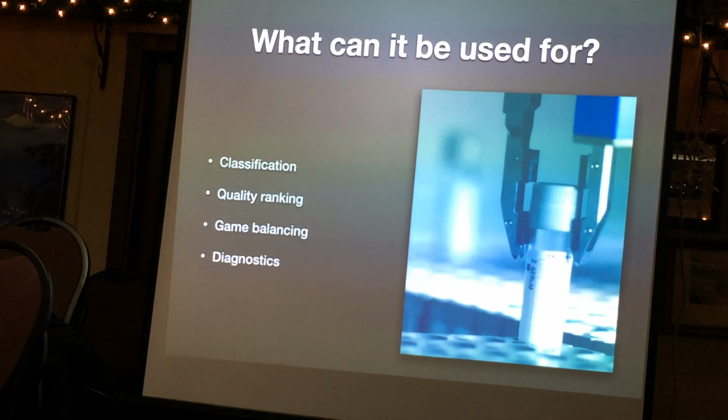It can be used for classification, like SpamAssassin classifies spam. It can be used for quality rankings. Google does this in its PageRank, for example. It can be used for game balancing. That's one of the things I use it for, to make sure that all the different players or all the different pieces in a game fit together in a way that makes sense mathematically. And it can be used in diagnostics. It can be used in electronics. It can be used in medical imaging. It can be used in all kinds of things.